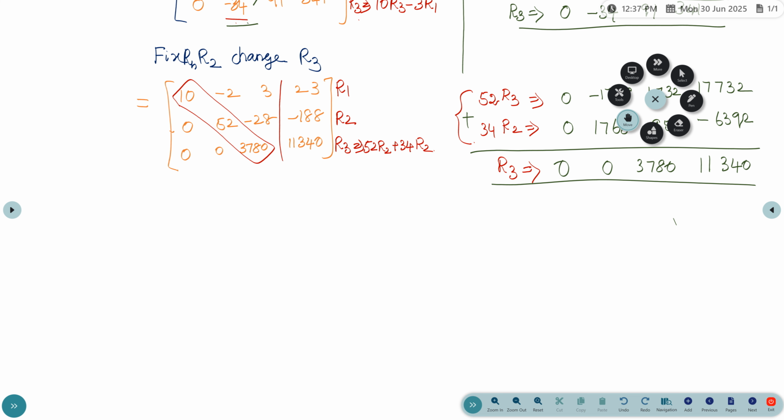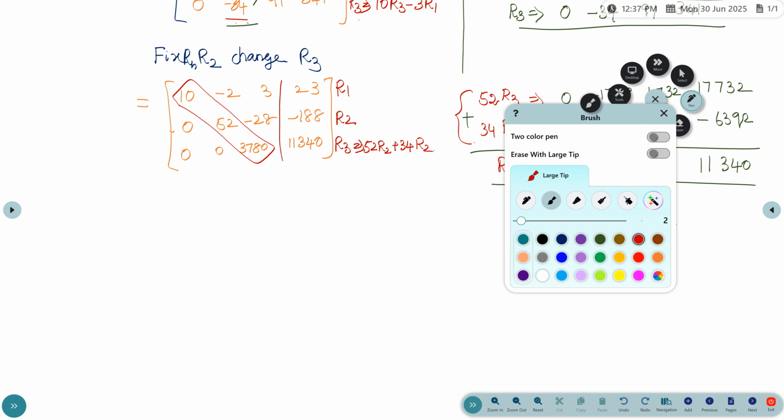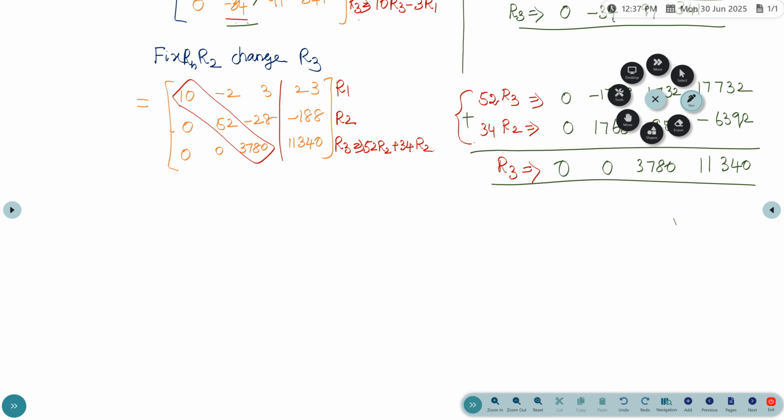So next, convert this matrix into an equation for applying the back substitution method. So this is the answer for A comma B. The first step is over. We convert the given matrix into an upper triangular matrix. After that, we convert this matrix into equations. So the equations are.